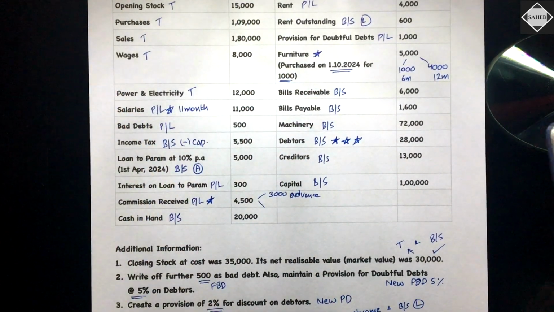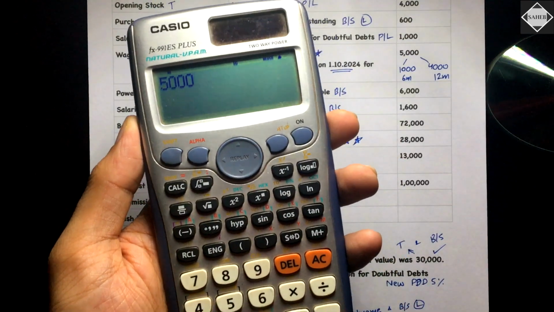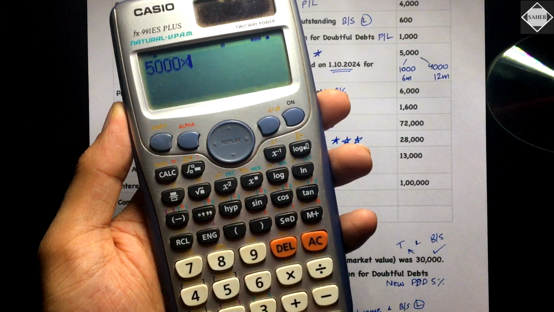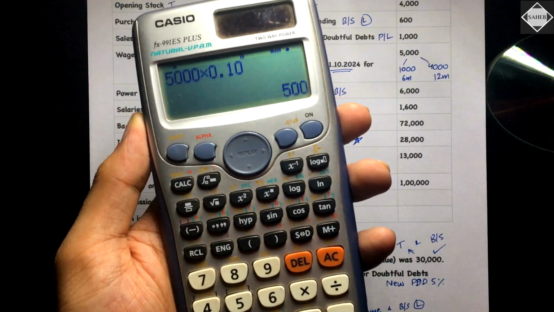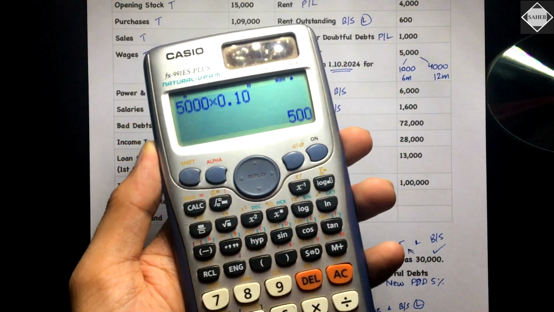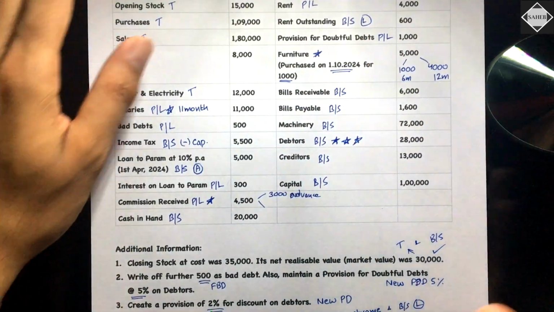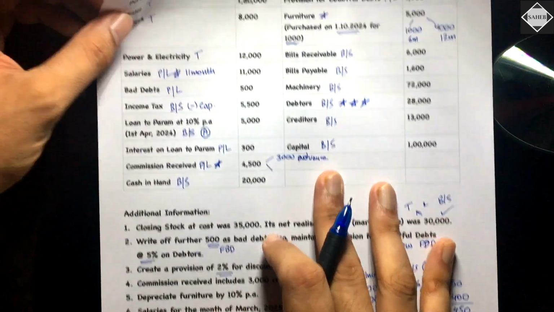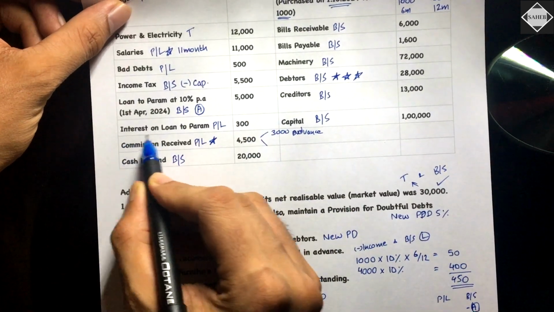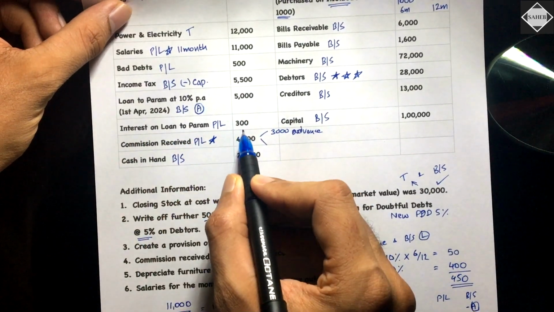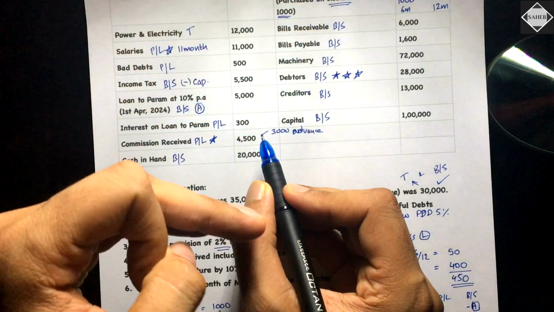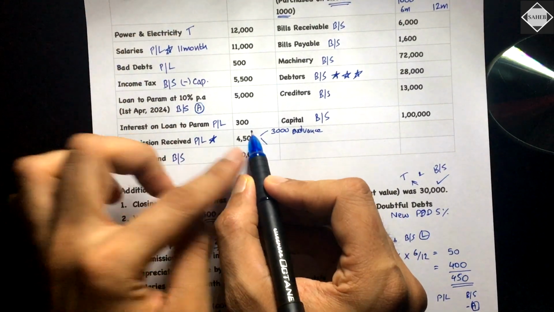So how much interest are we supposed to receive from Param in this year? 5,000 loan we gave to him, right? On this we have to earn how much interest? 10% interest, right? So that's 500 we have to receive from Param. But what has happened? See, the junior accountant has recorded an income, interest income from Param. How much? 300 we have received, and 300 the junior accountant has recorded.